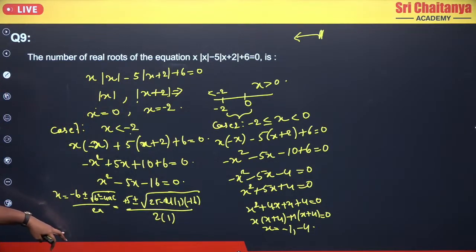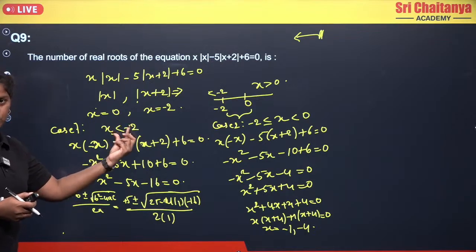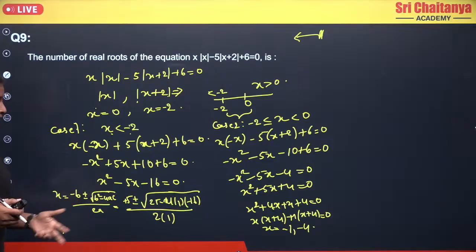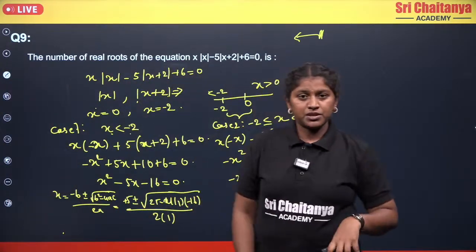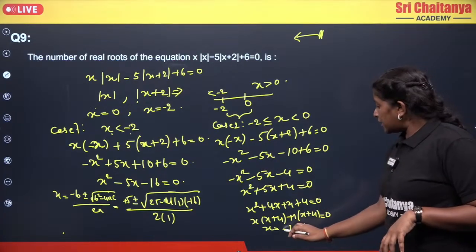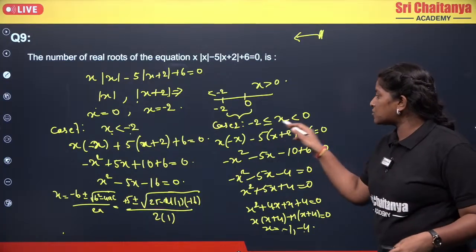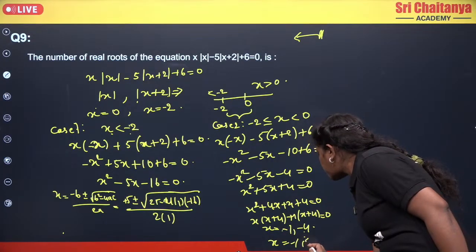So whatever the roots you got, you have to consider the root that should be less than minus 2. Okay, you are not going to consider the root that we are having greater than minus 2. Clear? So now moving to the next, here if you observe, we are having minus 4 which is less than minus 2, and here minus 1. Minus 1 is the actual value that lies between your minus 2 and 0. So from here you can take x equals to minus 1 is possible.